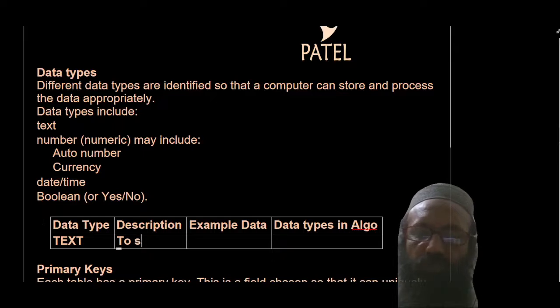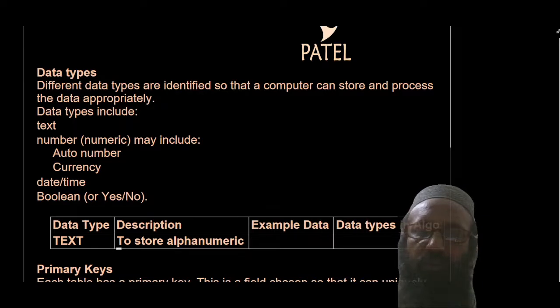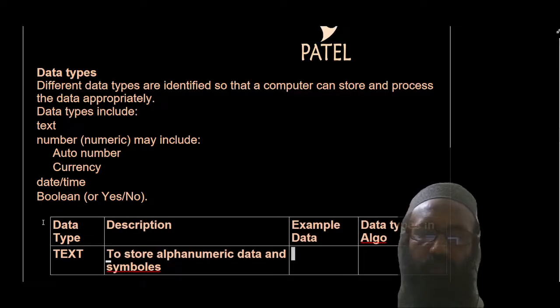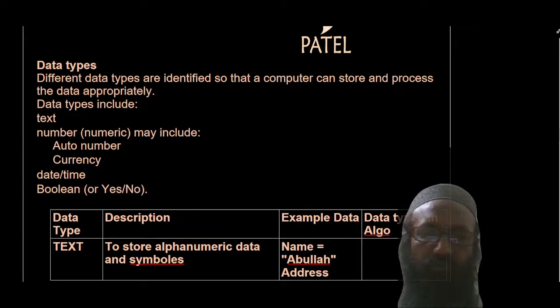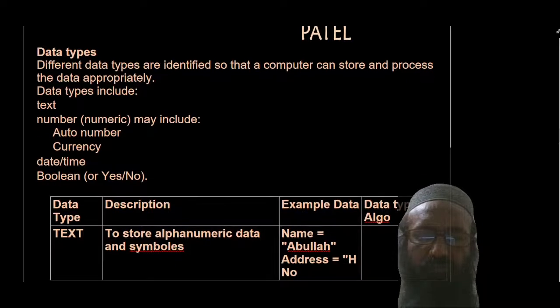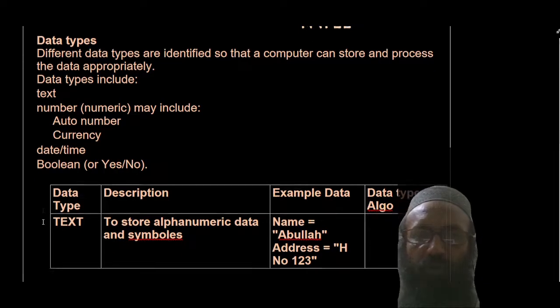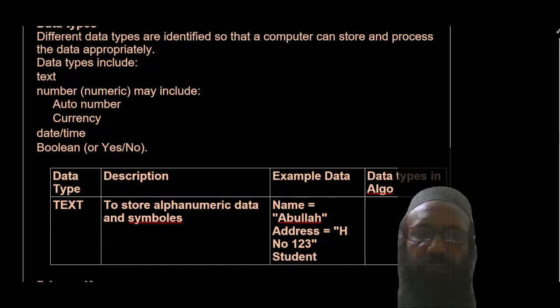It is used to store alphanumeric data and symbols. For example, name equals Abdullah, address equals house number 123, right? Or student ID 123.